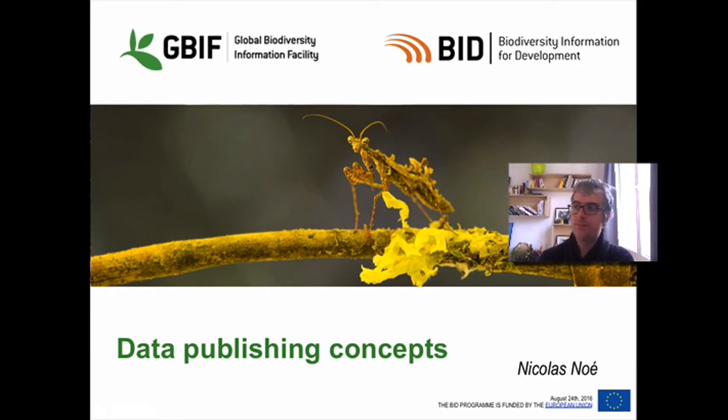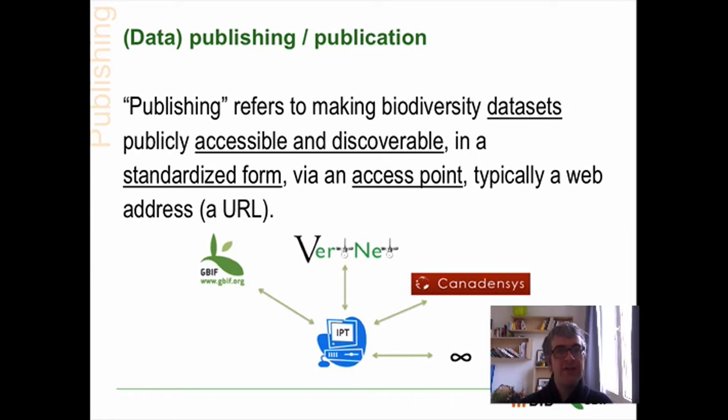So let's go. A short definition. Data publishing or data publication refers to making our biodiversity datasets publicly accessible but also discoverable in a standardized form via an access point, which is typically a web address. An important point here is the standardized form. We will use standards to ensure that different systems and different databases have a common language to communicate together.